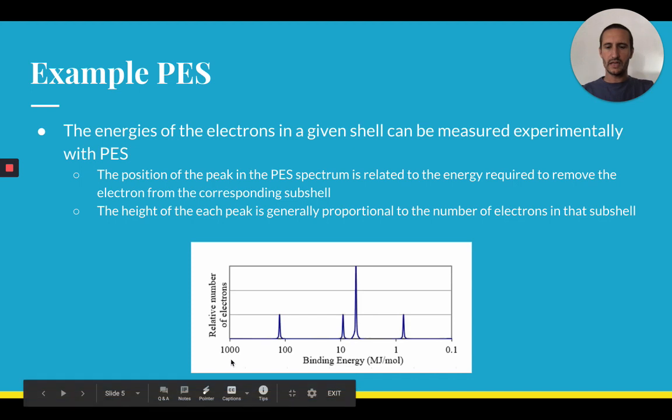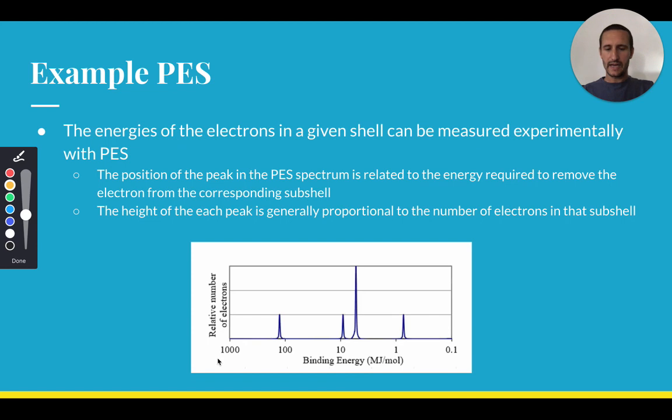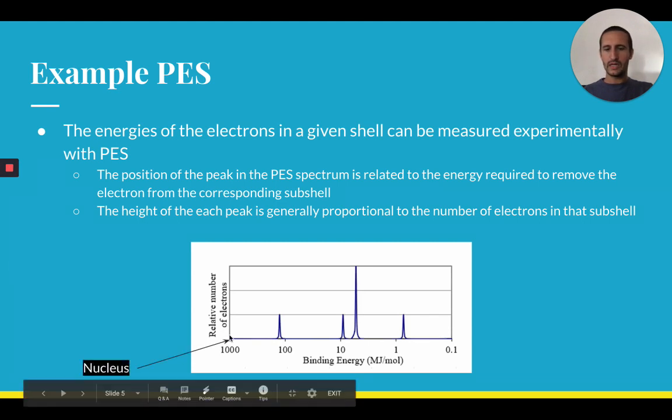Also, you'll notice that on the x-axis, the largest number, the highest binding energy, is furthest to the left or closest to the origin. The lowest number is furthest to the right. We also usually think of the origin or the corner of the graph as where the nucleus is located. And this is important because this gives us the order that the electrons fill.